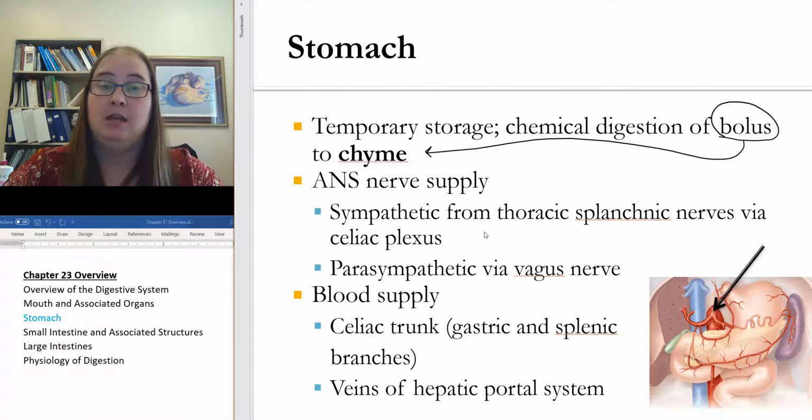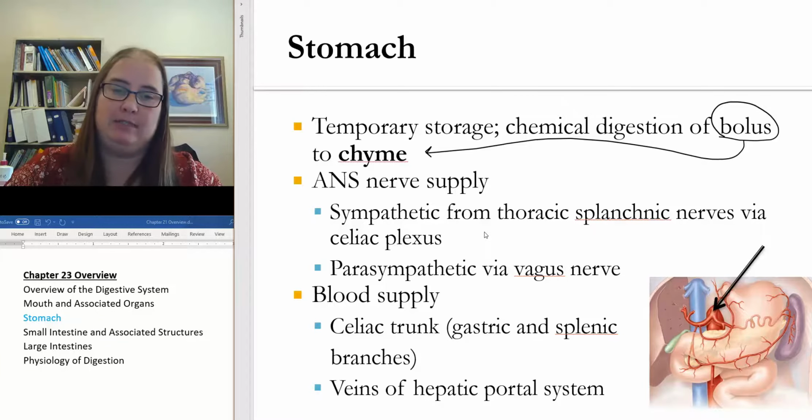So when we look at the stomach, its nerve supply is controlled by the autonomic nervous system. And that means that it has innervation from both the sympathetic nervous system and the parasympathetic nervous system.